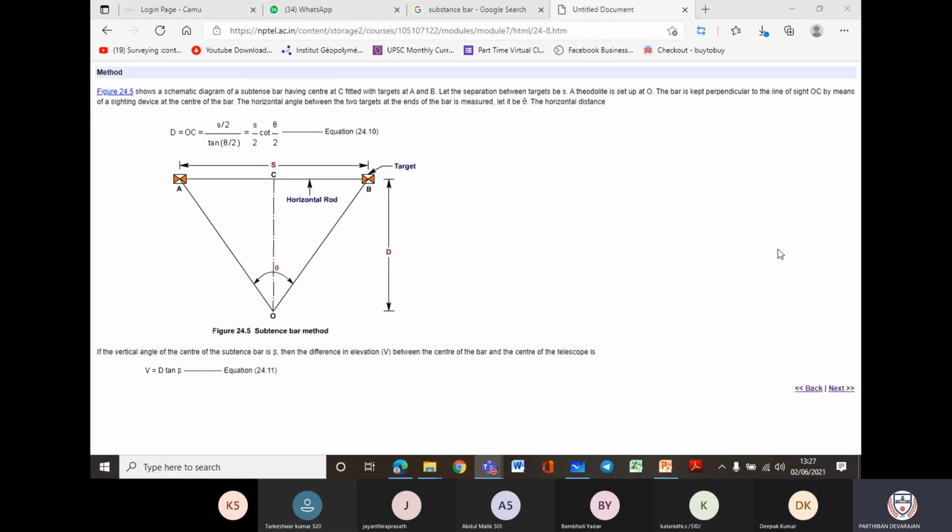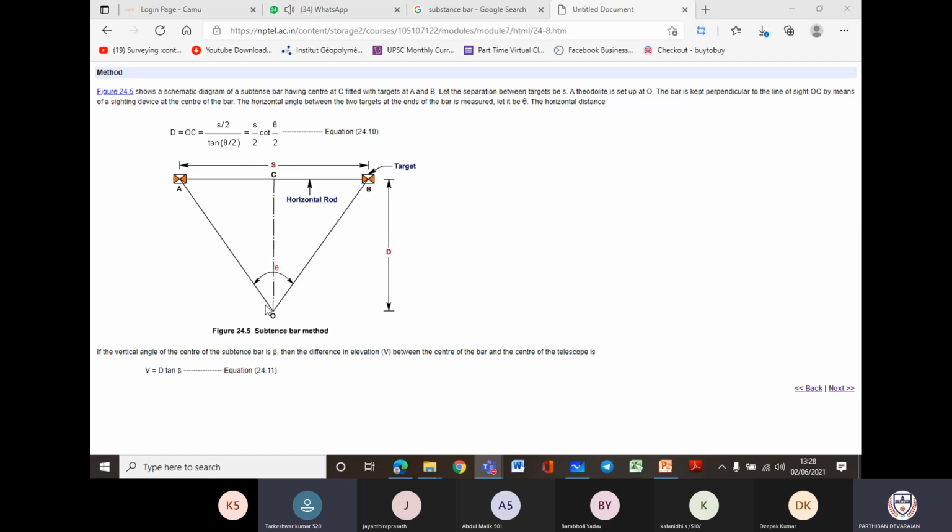So this is the working method, how to calculate the vertical distance and horizontal distance. For example, see in this picture, there are 3 points: O, A and B. At point O, we are going to fix the theodolite instrument or tachometer instrument. Based on your convenience, you can use either one.